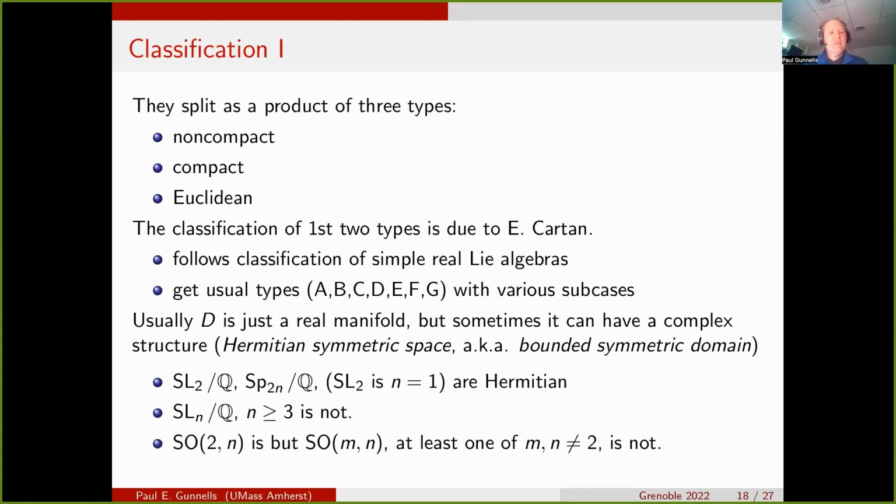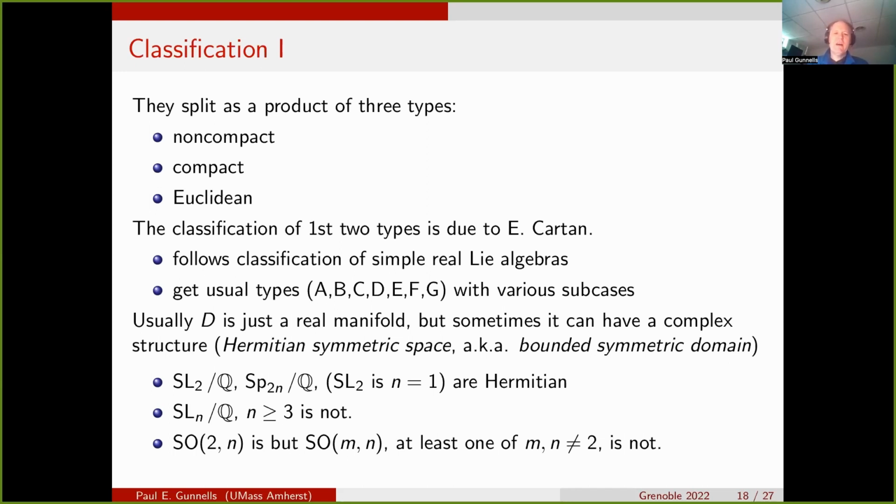So there's a classification theorem. It goes back to E. Cartan. They split as a product of three types: a non-compact, a compact, and a Euclidean symmetric space. The Euclidean one is just Euclidean space, so there's not really much to say about that. But the other ones are more interesting to classify. And it turns out, and I think this was maybe even a surprise to Cartan, although who knows, that it follows the classification of simple real Lie algebras. So you get the usual types, A through G, and there are various subcases.